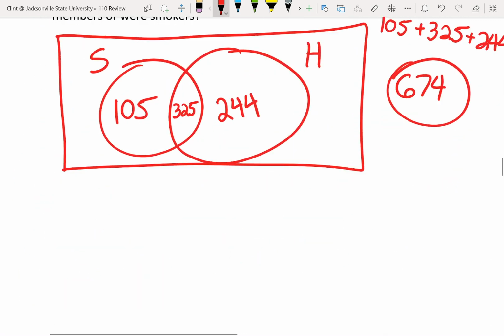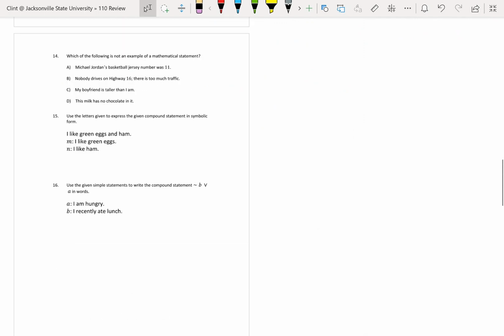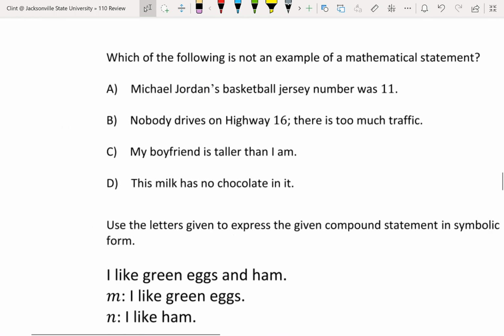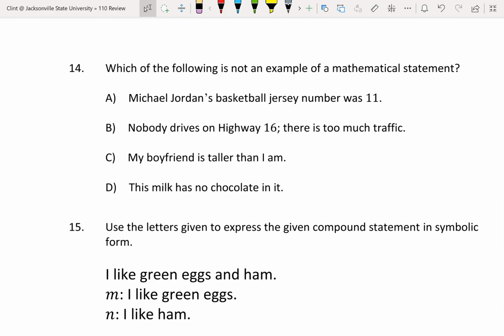Let's see, 14. All right. 14 says, which of the following is not an example of a mathematical statement? So what do we need to be a mathematical statement? We need to have a value of true or false, not both. So our two big things that are not mathematical statements are opinions and paradoxes.